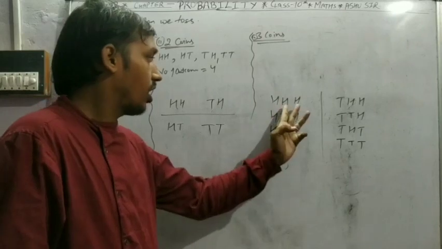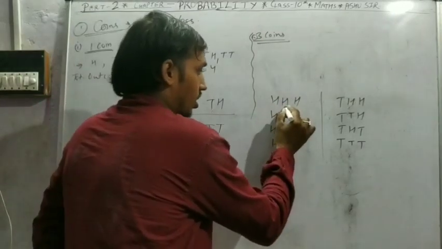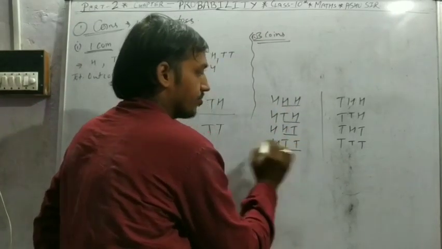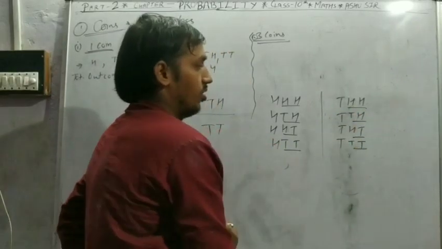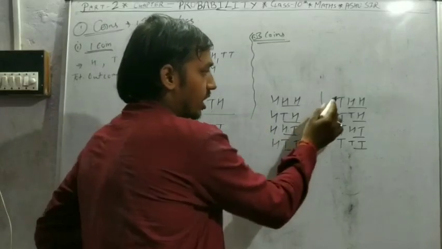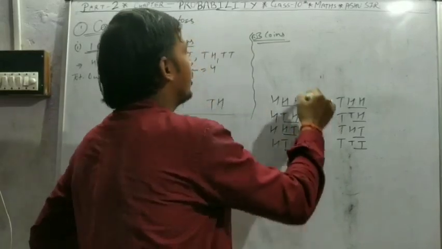We write this. This is a 2-coin event. We write 2 times. First we write head, head, head, head, tail, tail, tail, tail. So we get the 8 possible events.